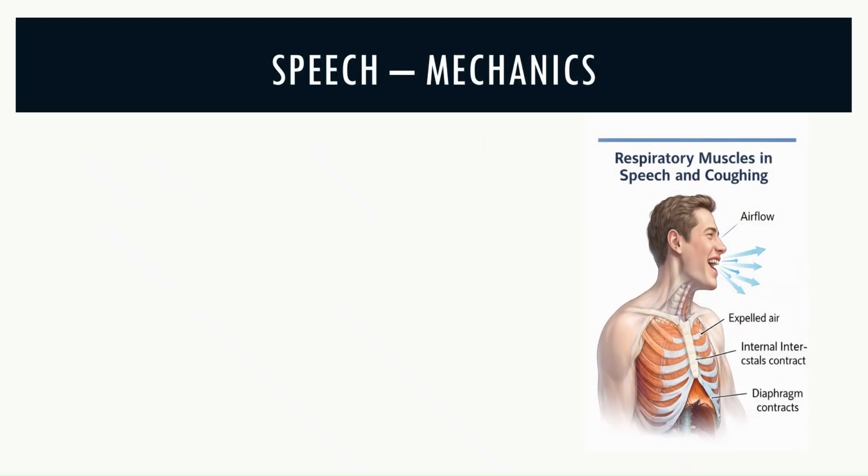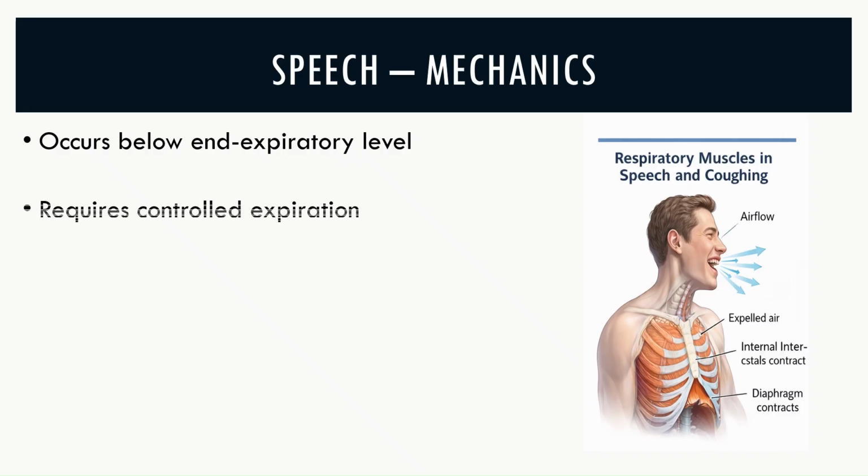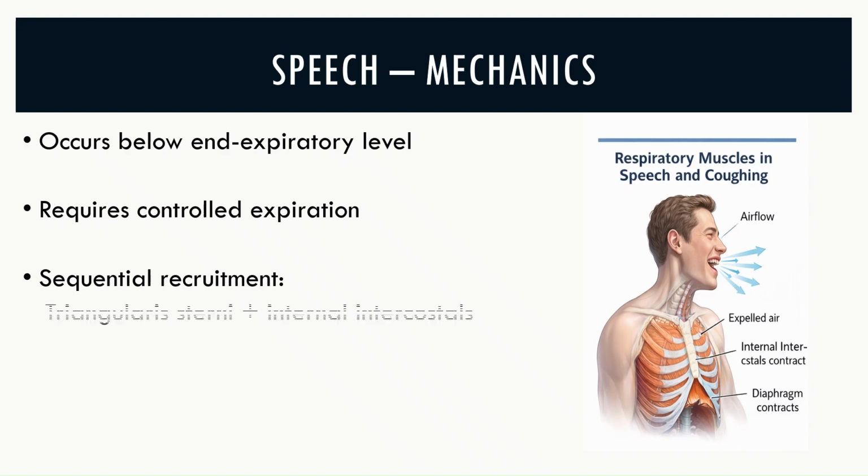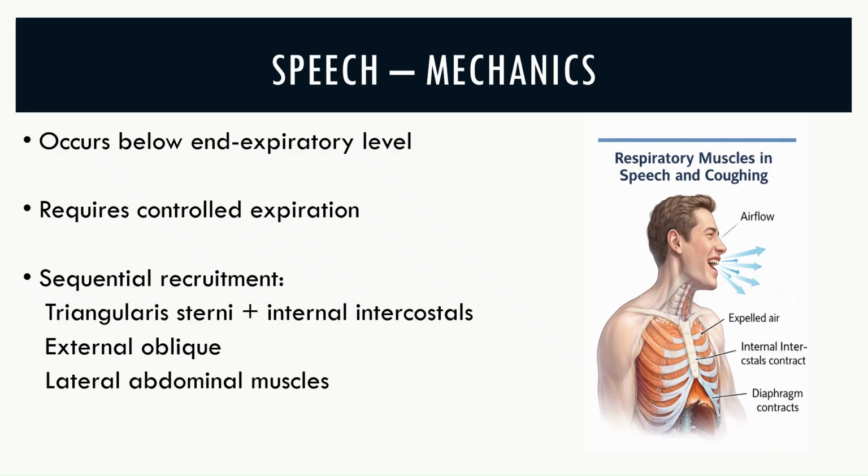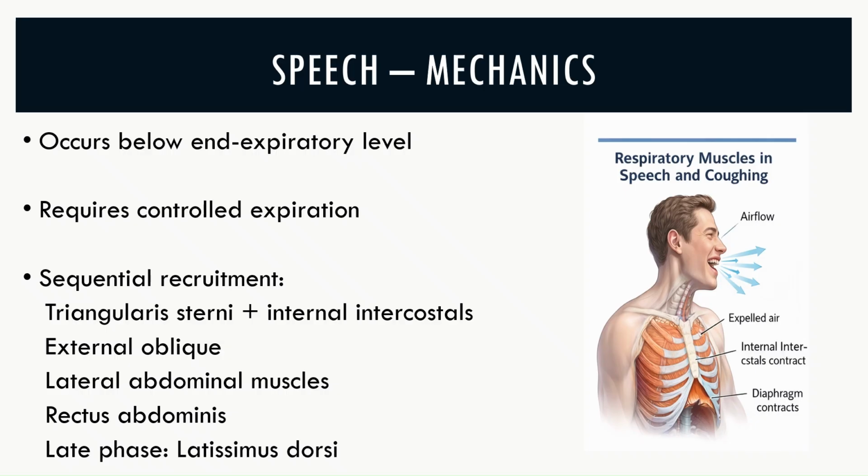Speech mechanics. Speech occurs during controlled expiration, usually below end expiratory lung volume. There is sequential recruitment of expiratory muscles. Initially, internal intercostals and triangularis sterni, followed by abdominal muscles like external oblique and rectus abdominis, and finally latissimus dorsi.